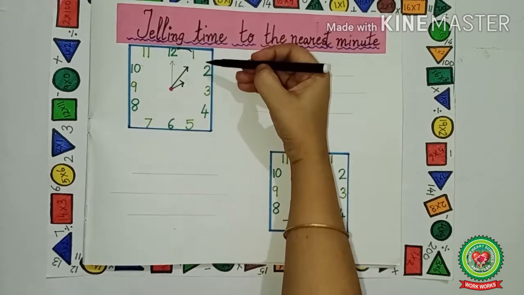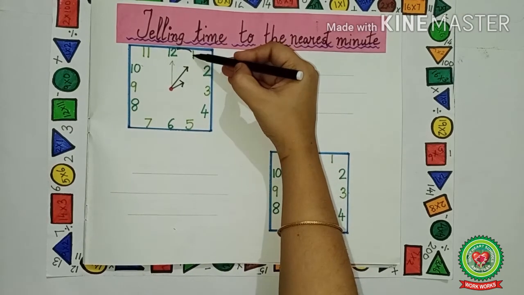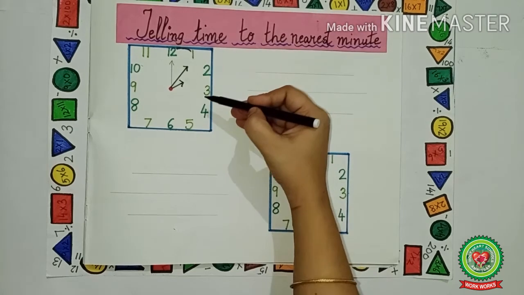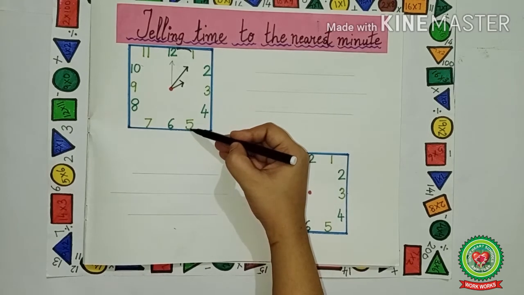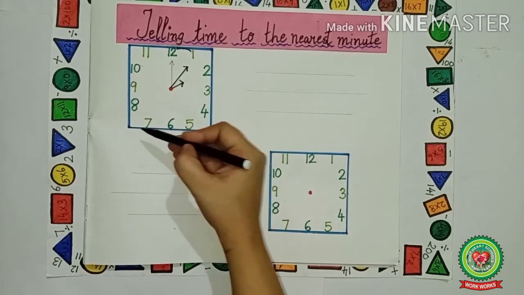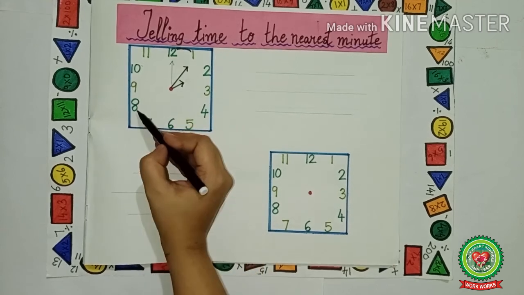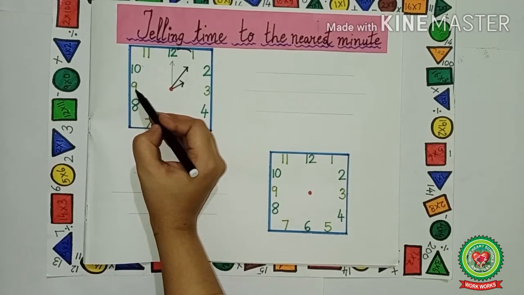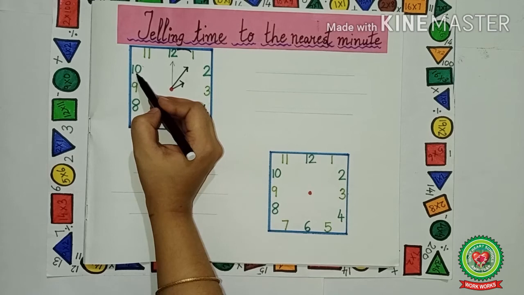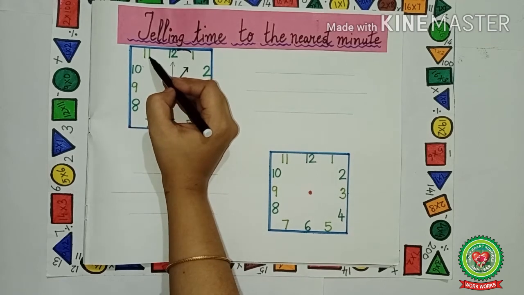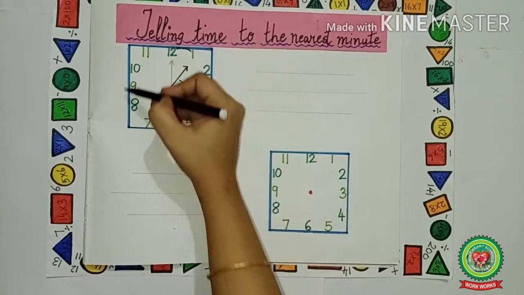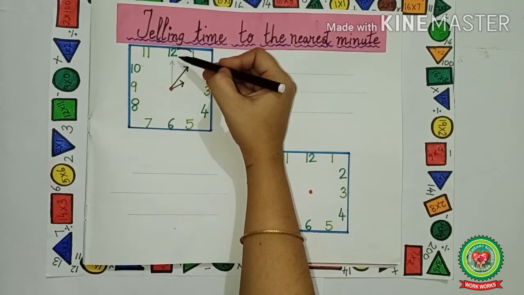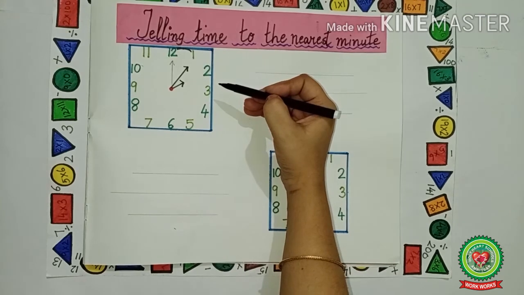So if we speak the table of 5: 5 ones are 5, 5 twos are 10, 5 threes are 15, 5 fours are 20, 5 fives are 25, 5 sixes are 30, 5 sevens are 35, 5 eights are 40, 5 nines are 45, 5 tens are 50, 5 elevens are 55 and 5 twelves are 60. One full hour has how many minutes? 60 minutes. So it is very easy for us to read the time if we know the table of 5.